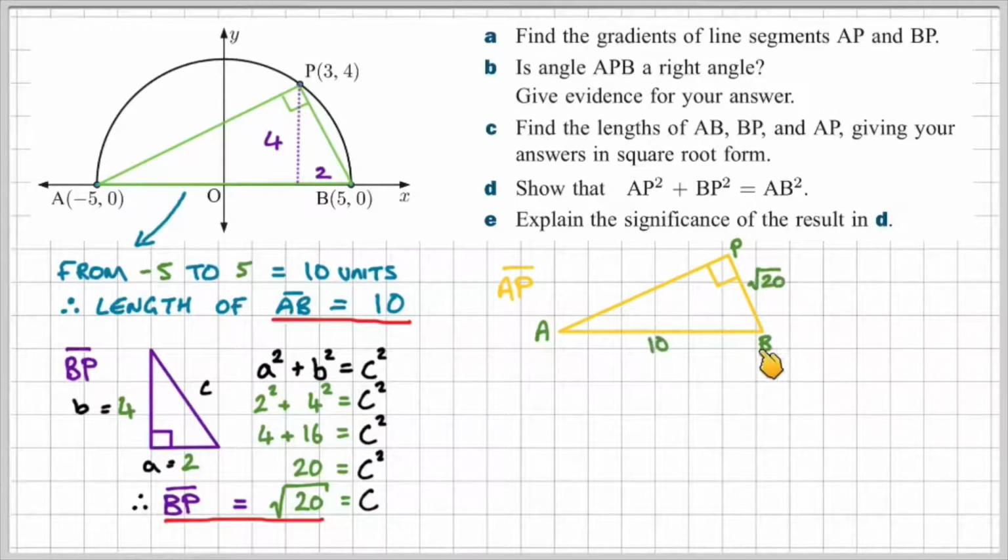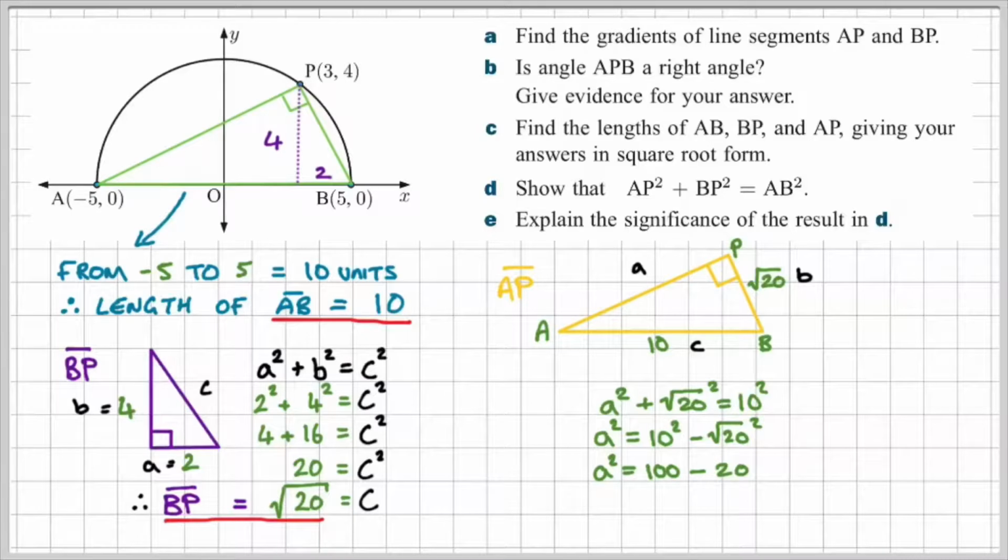So we know that AB is equal to 10 and BP is root 20. So we can set up the Pythagoras equation: a squared plus root 20 squared equals 10 squared. Now if we rearrange this, we can move the root 20 squared to the right hand side. That gives us a squared is equal to 10 squared minus root 20 squared. That's equal to 100 minus 20, which is equal to root 80. Therefore the line segment AP has a length of root 80.